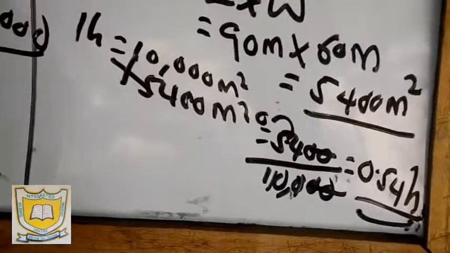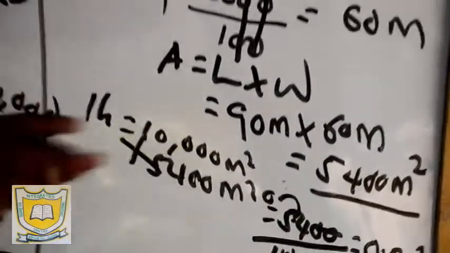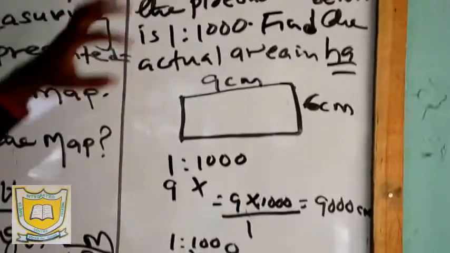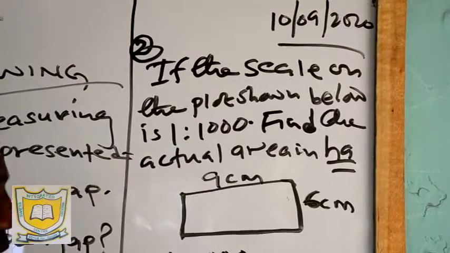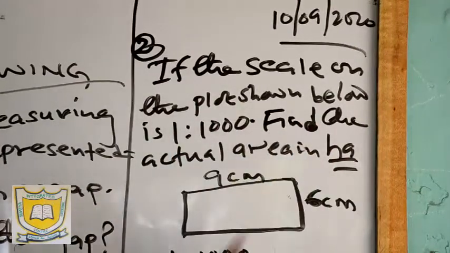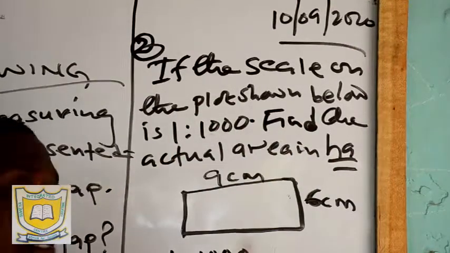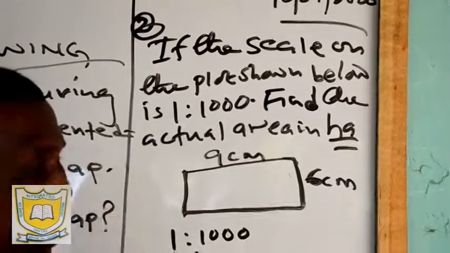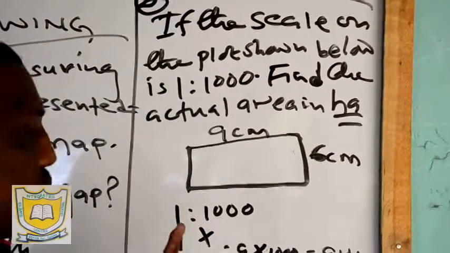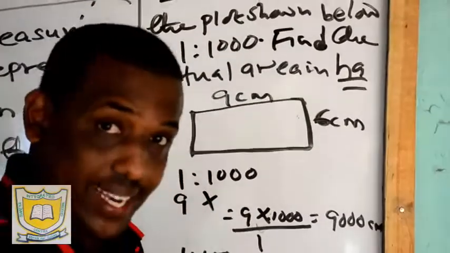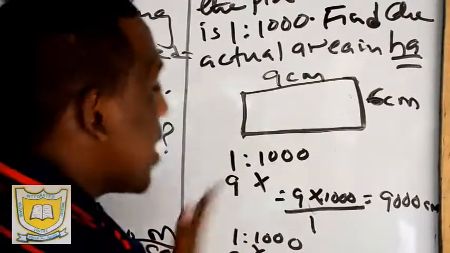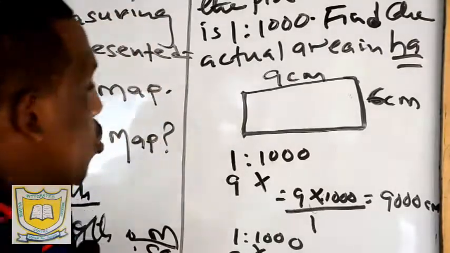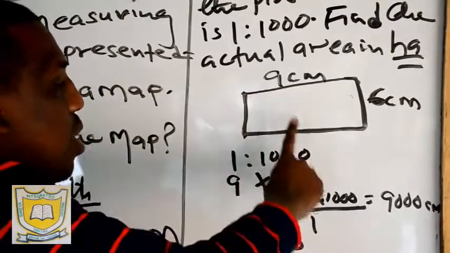I'm repeating. Here you are told, if the scale on the plot shown below is 1 centimeter represents 1,000, find the actual area in hectares. You are given the scale, 1 centimeter will represent this. In an easy way, whenever you are asked the actual area, you do the length separately and the width separately. So 1 centimeter represents 1,000.